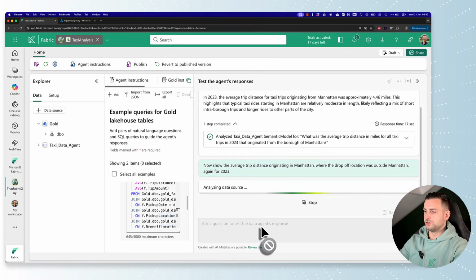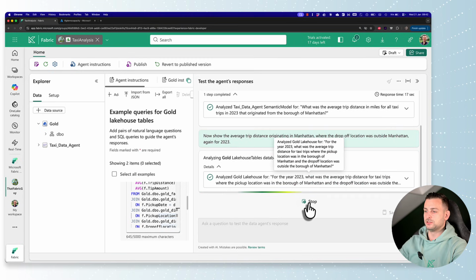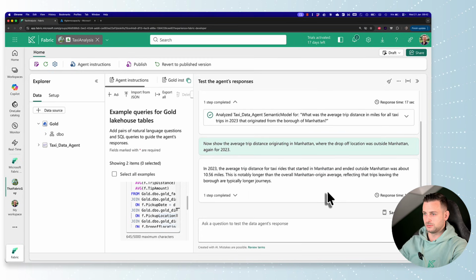Now I'm asking the model to show the average trip distance originating in Manhattan, the same as the last question, but where the drop-off location was outside of Manhattan. And drop-off location is not in the semantic model, so it should now be looking at the Gold Lakehouse, and indeed it is, because it understands that drop-off is not in the semantic model. The average trip distance was about 10.56 miles, notably longer than the Manhattan origin average because we are leaving the borough, which makes it a longer trip.